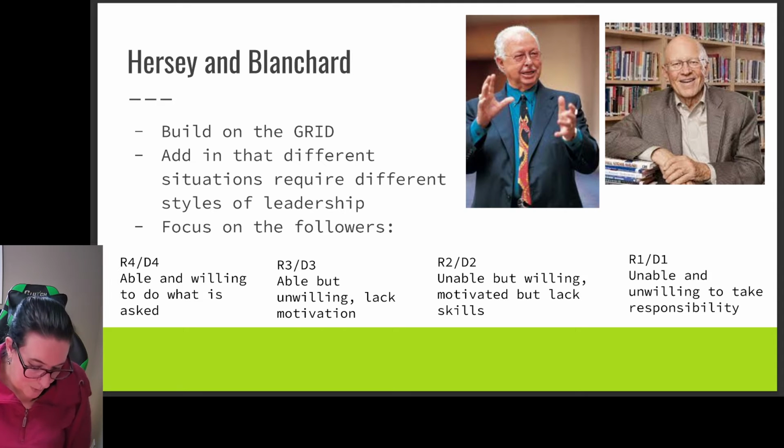And you can see the labels here in terms of R's and D's.